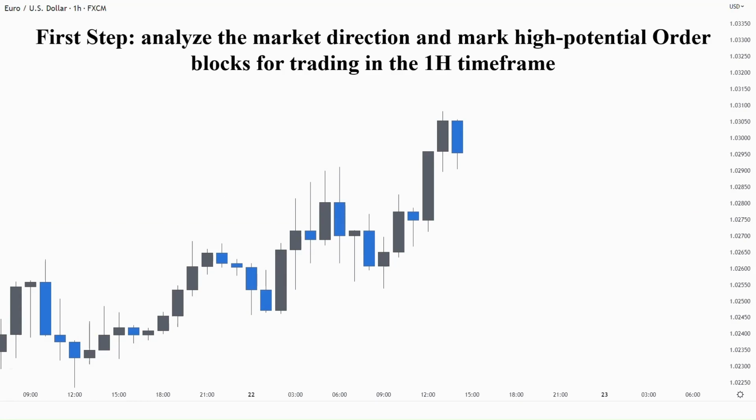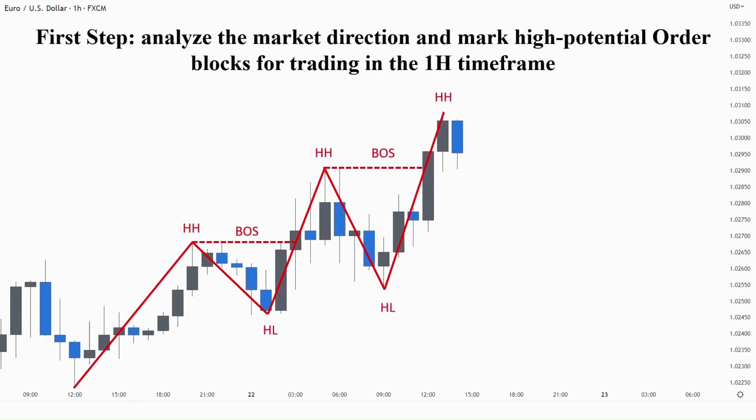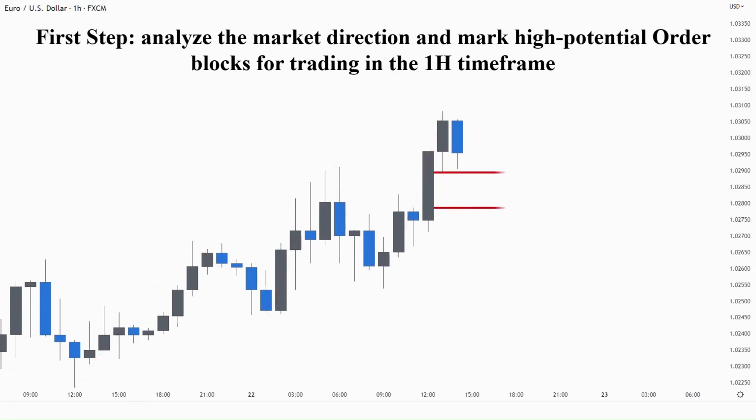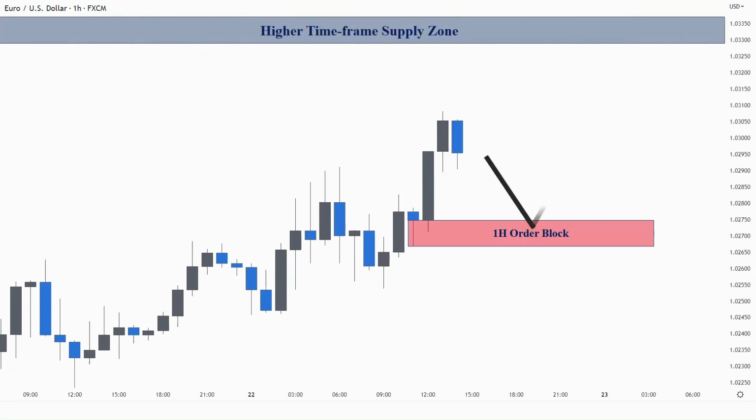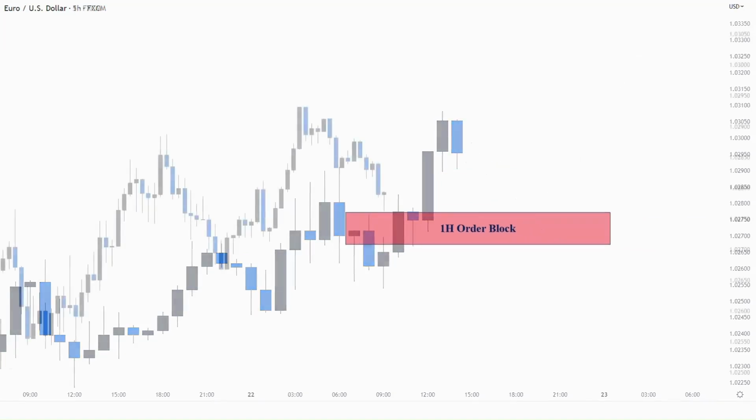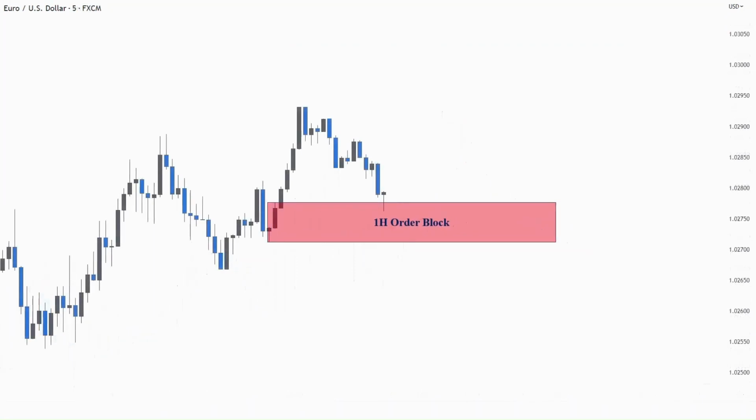In the first step, I analyze the market direction and mark high potential order blocks for trading. In the 1 hour time frame, for example, here we can clearly see that demand is in control. The market has broken the structure to the upside with inefficiency, leaving a perfect order block demand zone behind. We have enough room for the price to go higher before reaching the higher time frame supply zone.